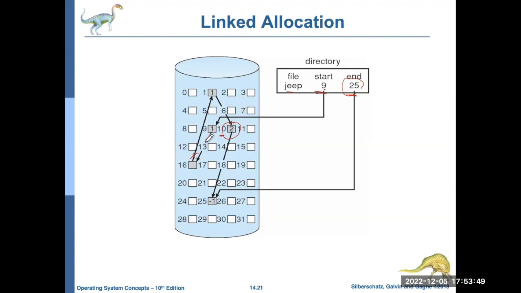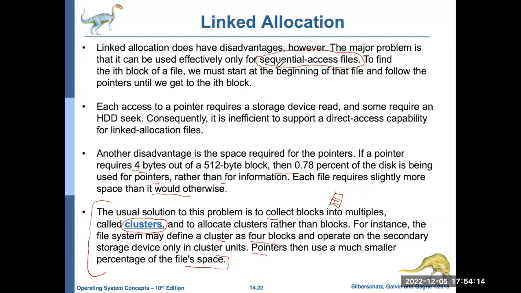Why is this happening? Because each block contains the address of the next block. We don't have a table of all the pointers used for that particular file. So this method is good for sequential access only. We cannot use it for direct access. So mind this particular thing. It is also very important to know.